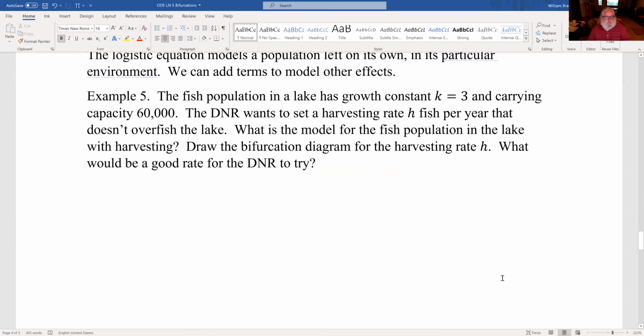So here's an example. Fish population in a lake has a growth constant k equals 3, carrying capacity 60,000. The DNR wants to set a harvesting rate h fish per year that doesn't overfish the lake. So what's the model for the fish population in the lake? So a logistic curve tells you, and this is a simple model, but it, oops, don't know what's going on there.